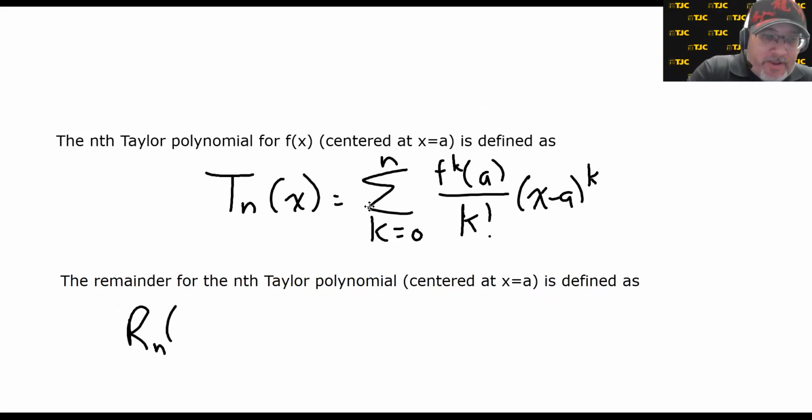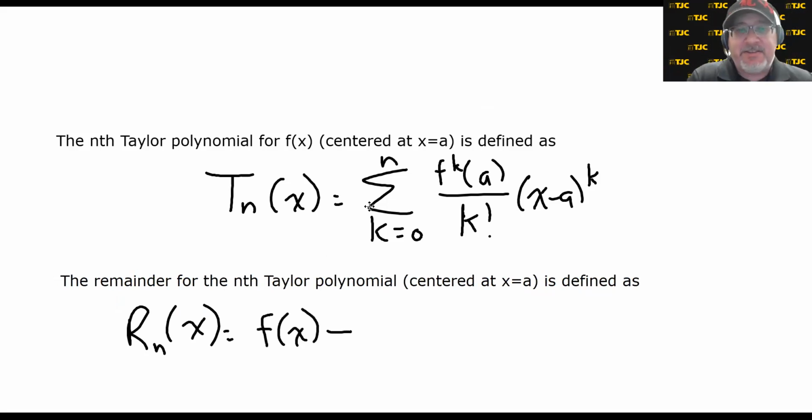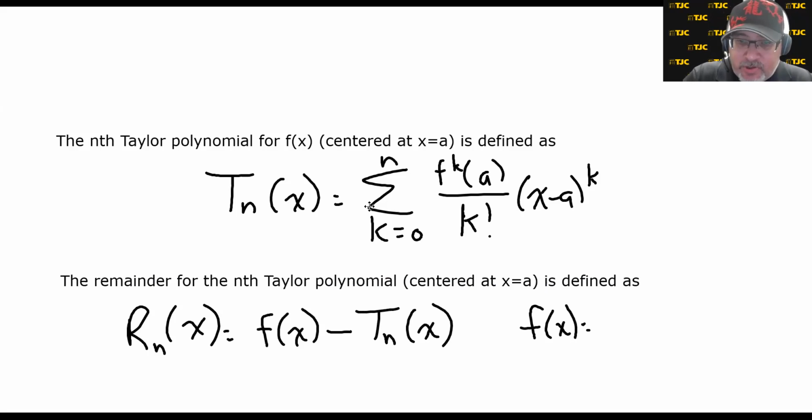But the remainder for the nth Taylor polynomial is just the function that we're approximating minus this guy. So the difference between the true function and the nth degree polynomial. You could also look at this as saying that our function is equal to the nth Taylor polynomial plus its remainder.